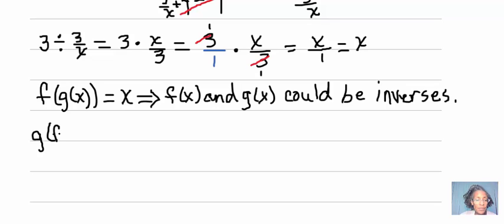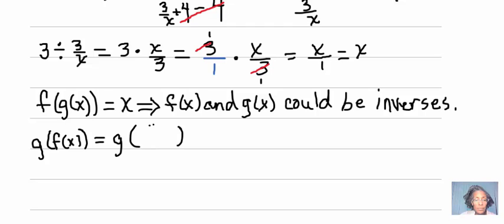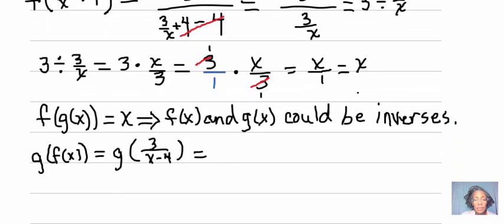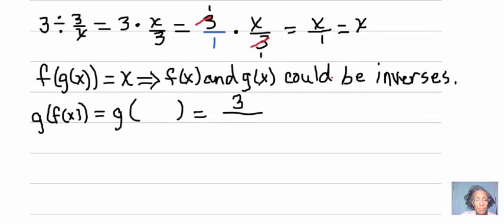So now we want to calculate g of f of x. So we want to put the function f of x into g. And remember, f of x was 3 over x minus 4. Now g takes whatever you put into it and divides it into 3. So we're going to divide what we're putting in into 3. And just to make sure this is clear, I'm going to make this red. So f is 3 over x minus 4. So that is the denominator of 3 over x minus 4.